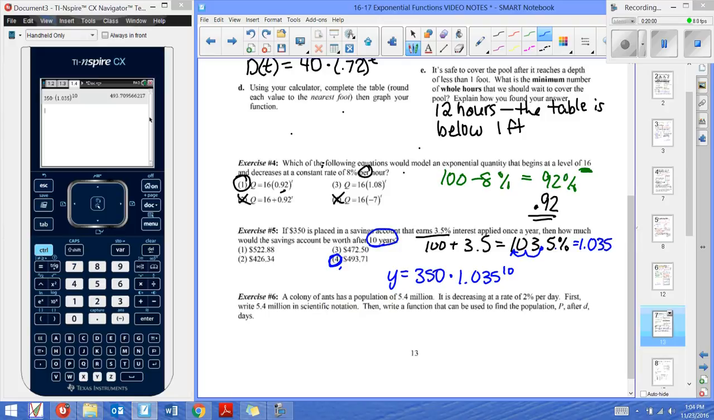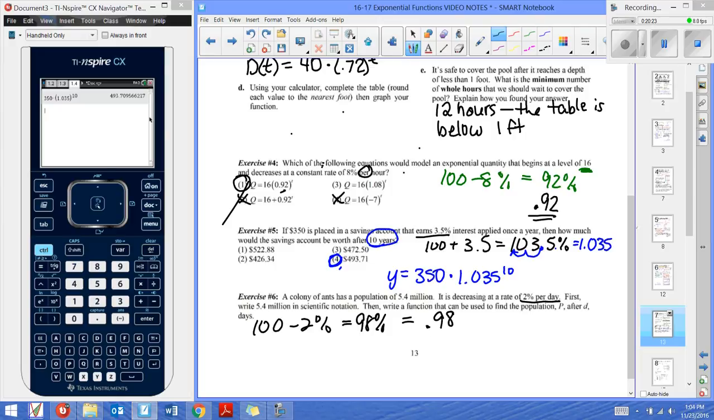All right, we're almost there. Exercise number 3, a colony of ants has a population of 5.4 million. It is decreasing at a rate of 2%. Okay, you know the drill. 100 minus 2% is 98%, which is 0.98 as a decimal.